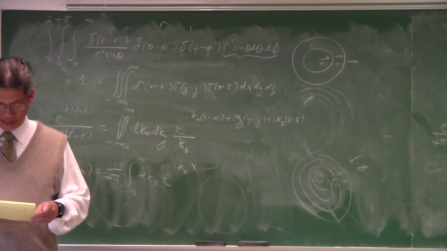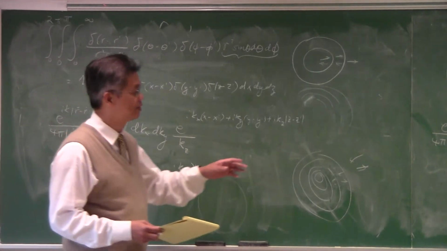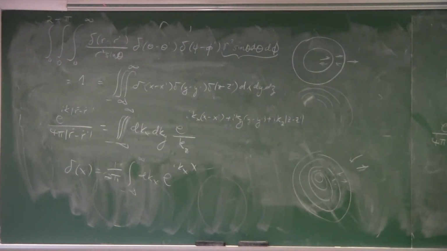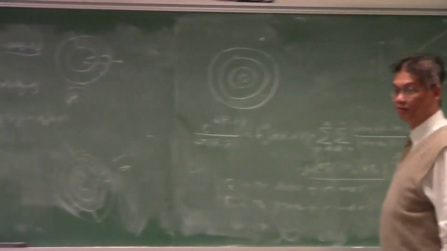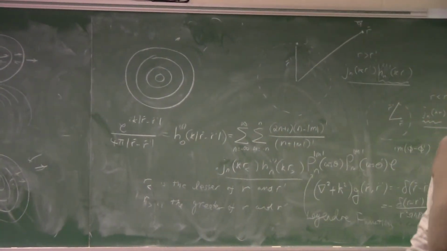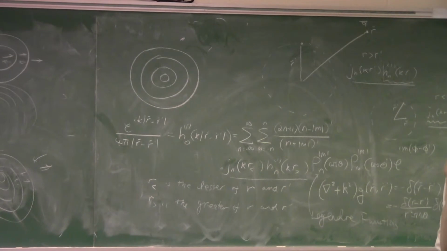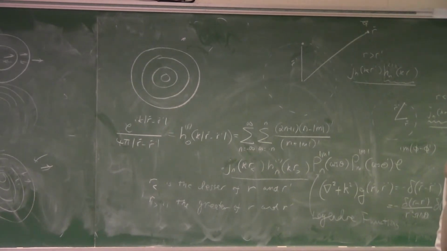So once you know this identity, then you would know how to solve this problem. You would be able to express the vector wave in terms of spherical harmonics, and then solve this problem. A lot of it is very complicated, but quite straightforward. Are there any questions regarding this?